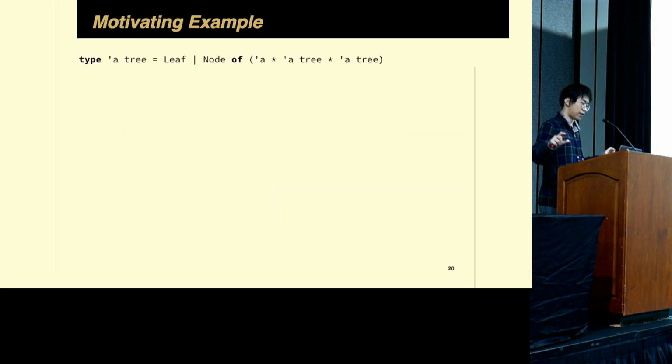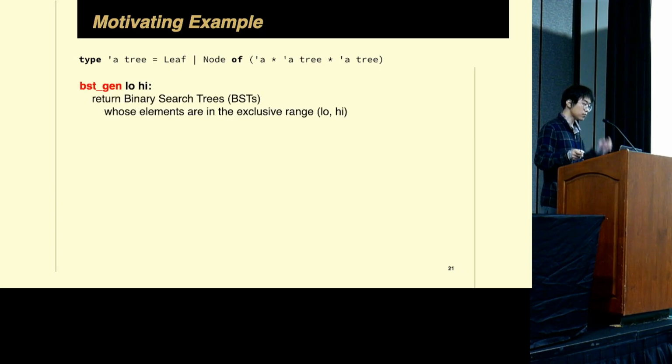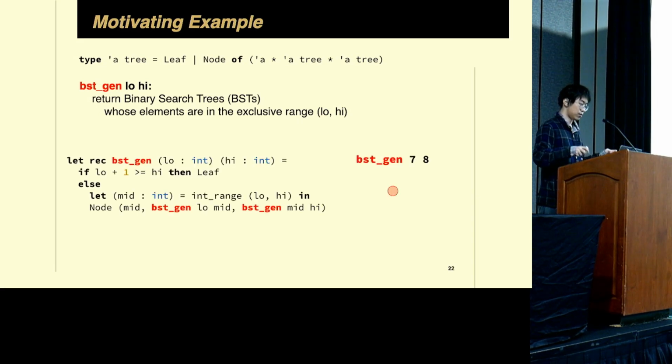Let's start with a motivating example. Consider a tree data type consisting of leaf and node. We want a test generator, which we call BSTGen, that returns binary search trees, or BSTs, whose elements are in the given exclusive range low to high. Here is the implementation, and we provide several input-output examples.